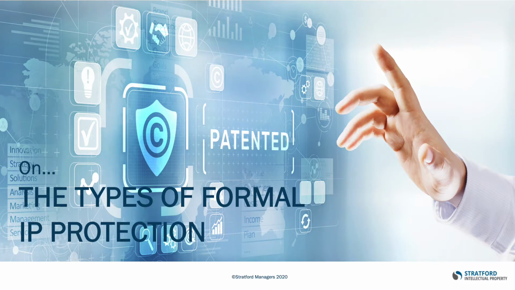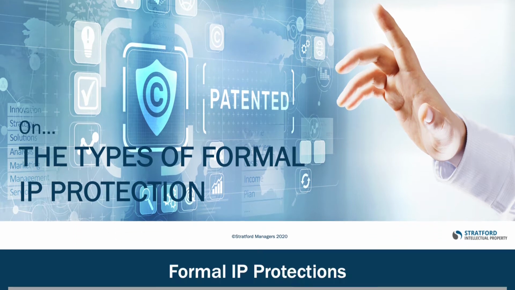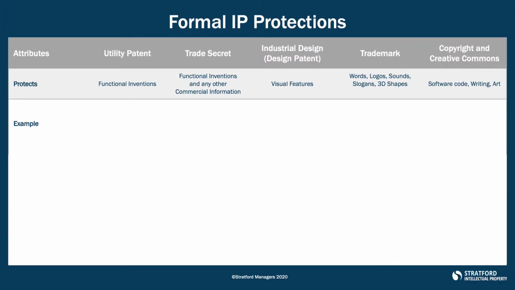In this session, we are going to explore the 5 formal types of intellectual property protection. Let's jump right in. There are 5 primary types of IP protection. A utility patent covers how a functional invention works. For example, how a roll of toilet paper works. This was patented in 1881.